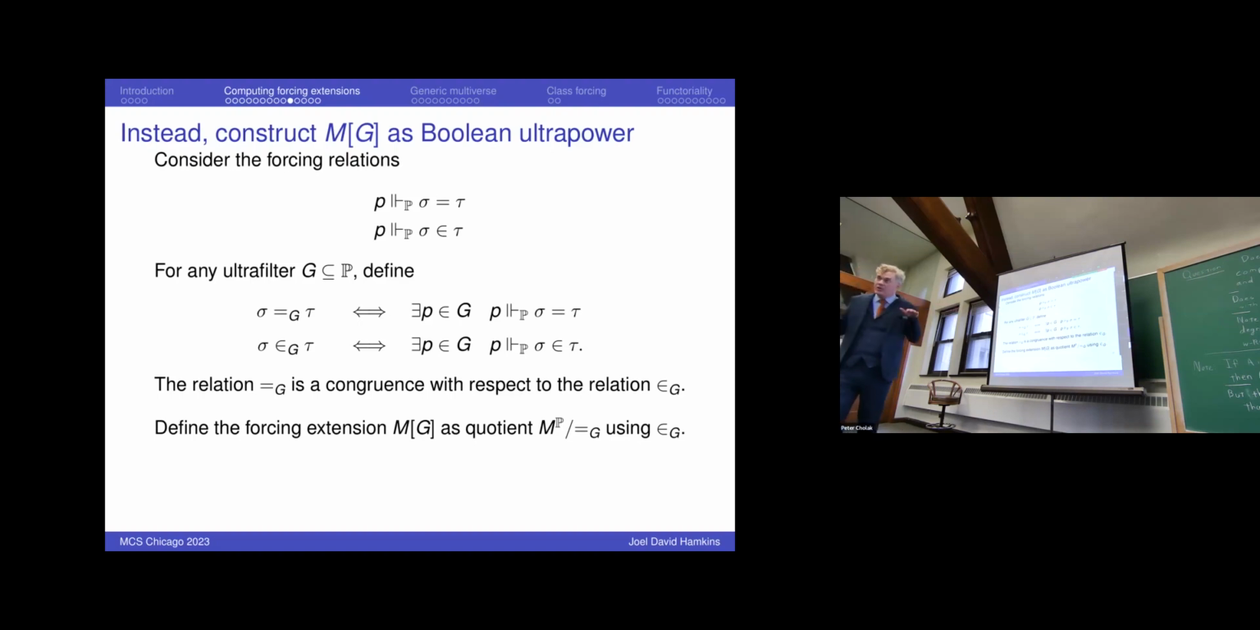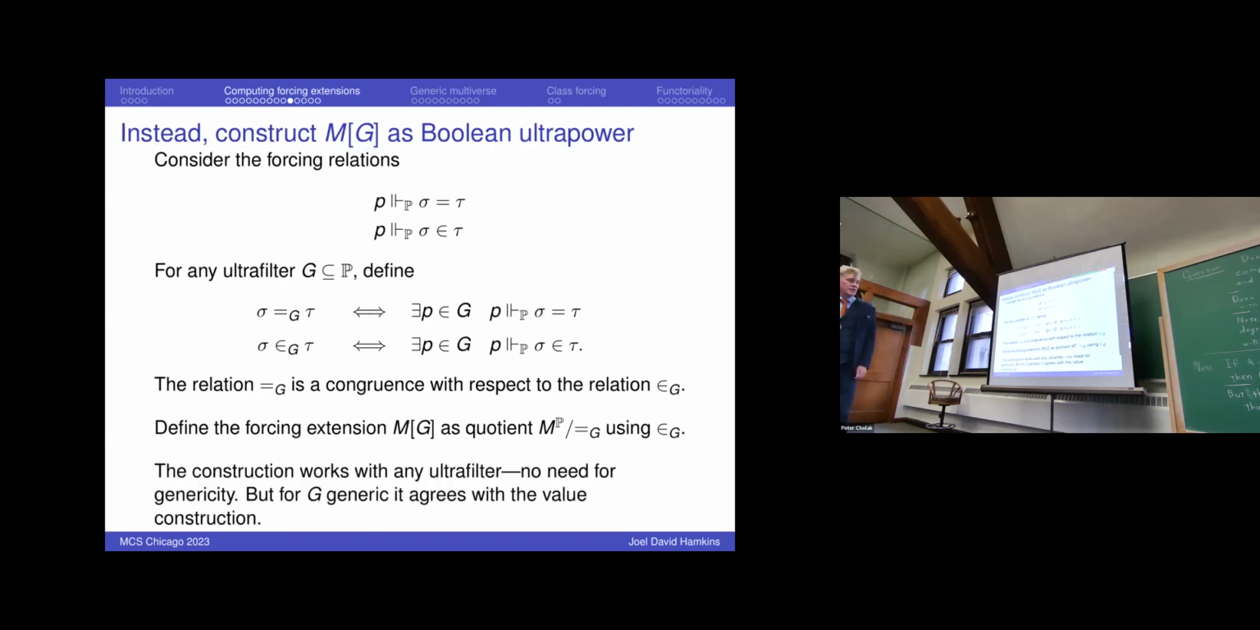So there's no value recursion taking place in the meta theory. It's just a straight model theoretic construction. It's a quotient construction by an equivalence relation. So the construction works with any ultrafilter. Actually, if you do it with a Boolean algebra instead of just a poset, then you don't even need genericity for this construction to work. It will produce a model of set theory, a model of ZFC, just using any ultrafilter.